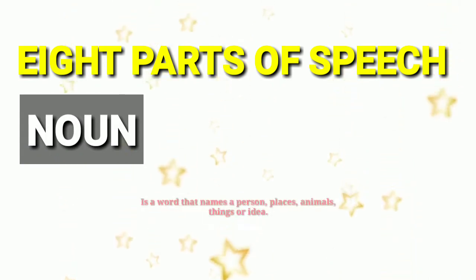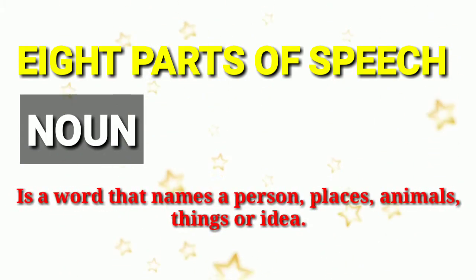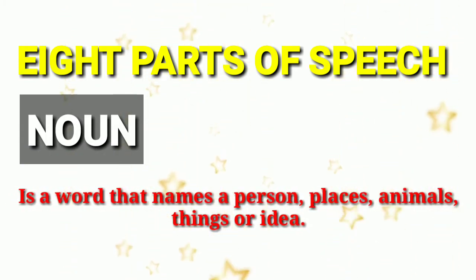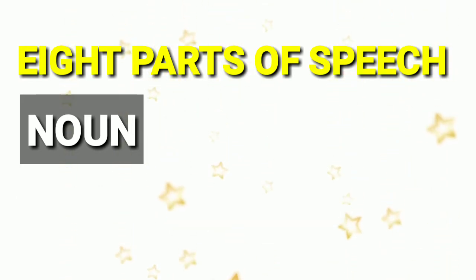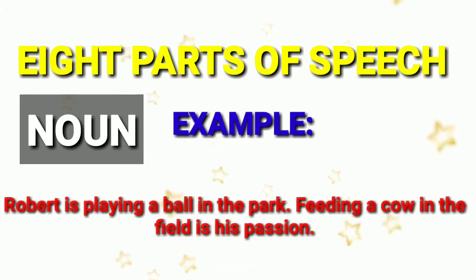Moving on with our lesson, let us start with the first one, which is noun. It is a word that names a person, places, animals, things, or idea. Let us take a look at this example. Robert is playing a ball in the park. Feeding a cow in the field is his passion.